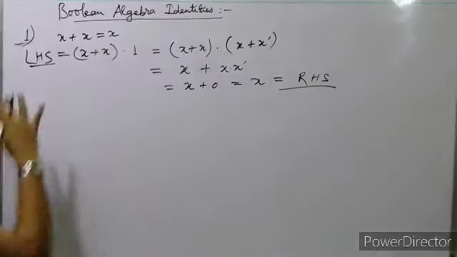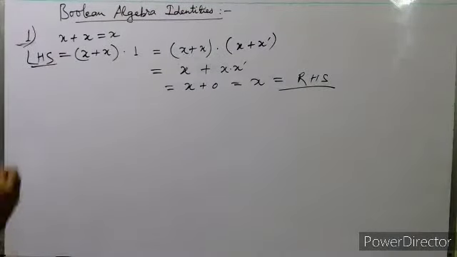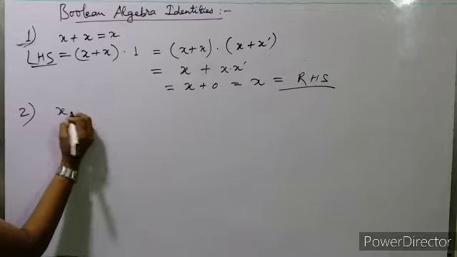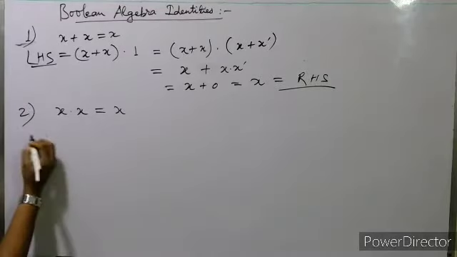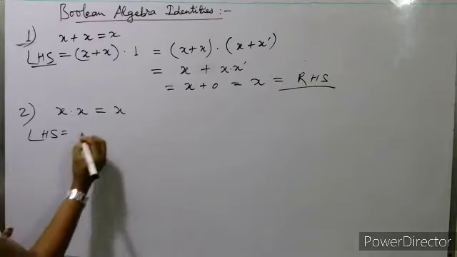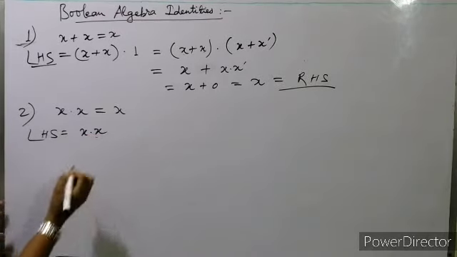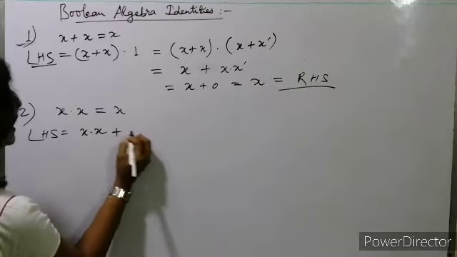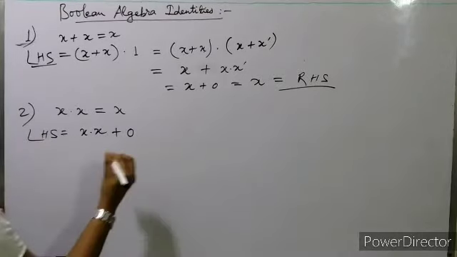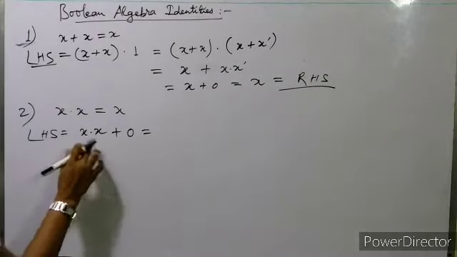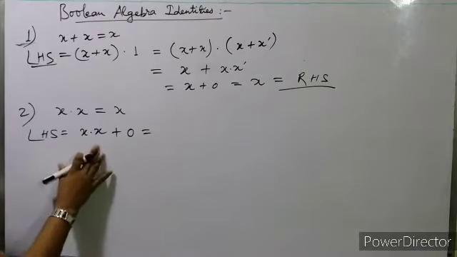Okay. So similarly we'll use all the postulates and prove all the theorems. The second one, x dot x is equal to x, we have to prove. Okay, LHS is x dot x. Now what we can do is add 0, and there will be no change, because A plus 0 will be equal to A, so when we add 0 there will be no change.